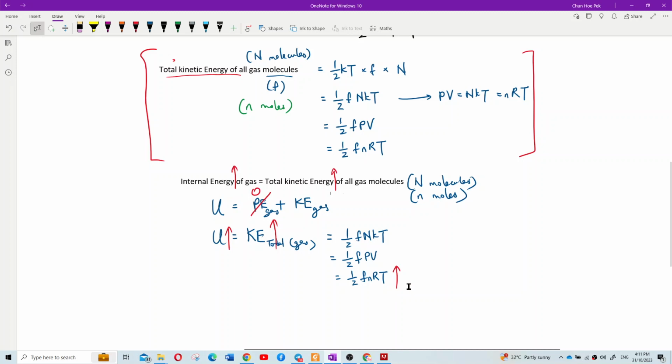Okay, we have finished the first part of our chapter 9. Then I want to solve some problems. After that, we can continue with thermodynamics, the second part of chapter 9. Then we finish our whole syllabus.